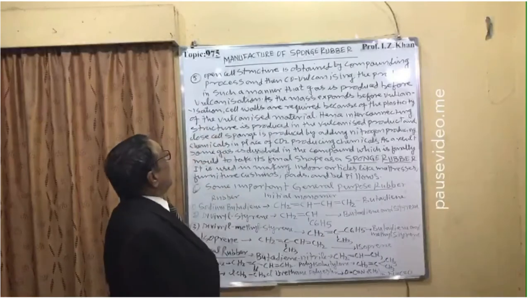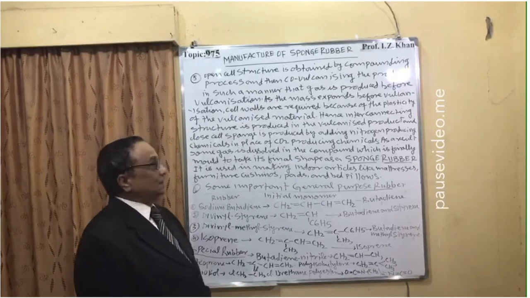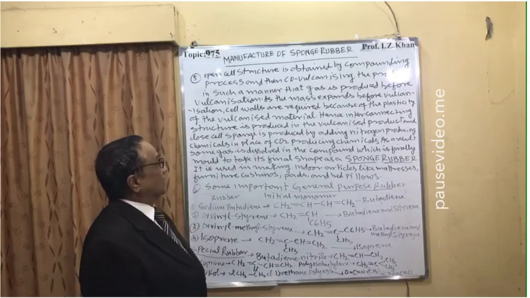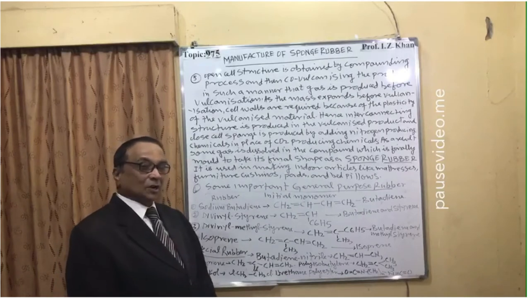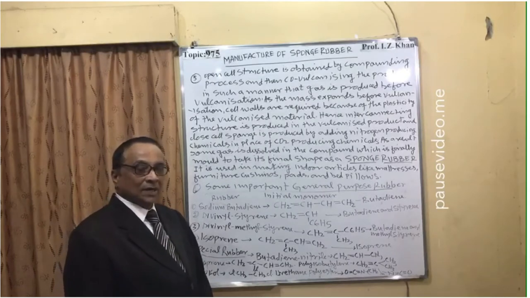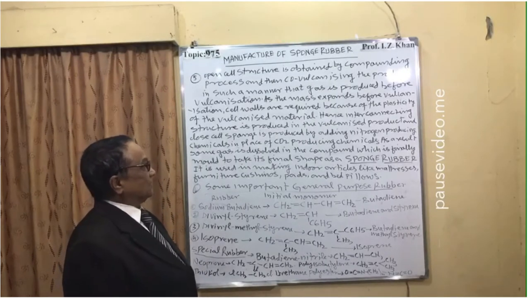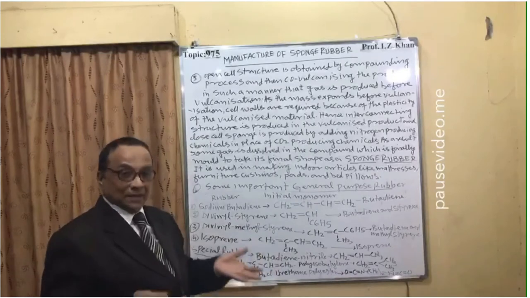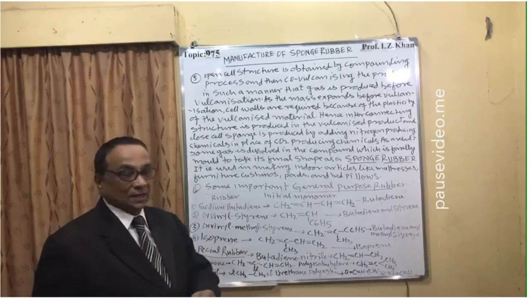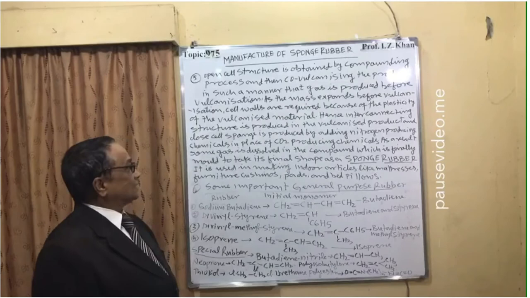So number 5, open cell structure is obtained by the compounding process and then co-vulcanizing the product in such a manner that gas is produced before vulcanization. So here these gases, produced out of nitrogen and out of sodium carbonate, that is carbon dioxide and ammonia gases, should be produced before vulcanization. The mass expands before vulcanization, puffing takes place, and only after that can we do the vulcanization. And cell walls are required because of the plasticity of the vulcanized material.